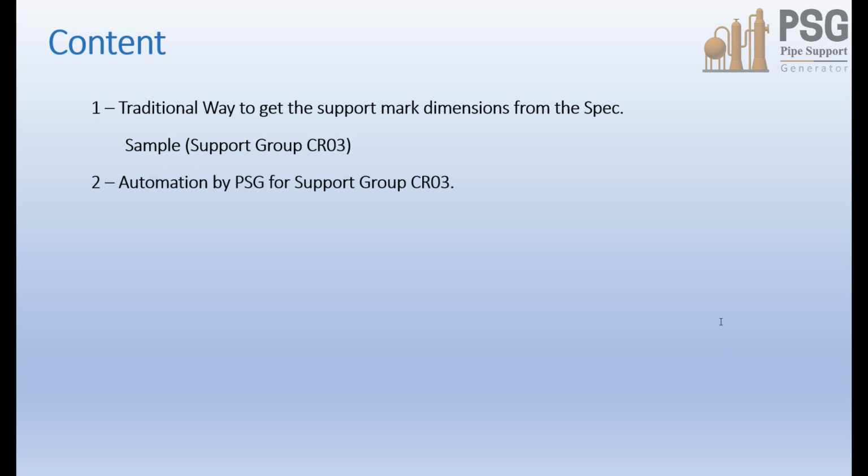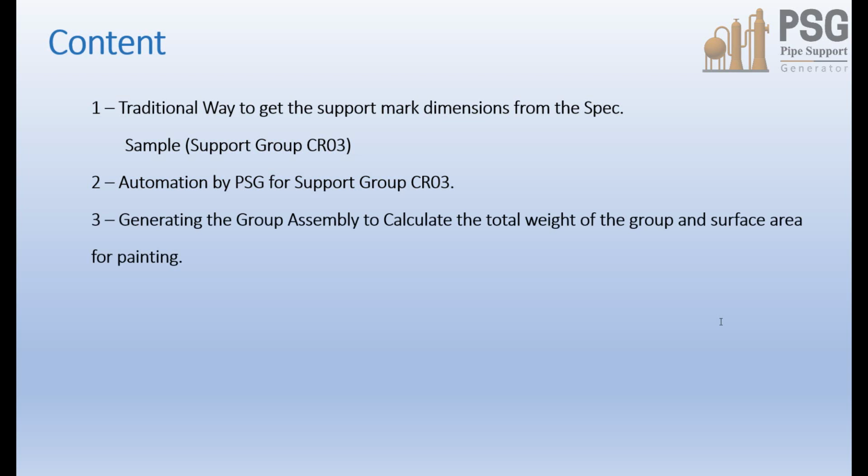On the second point, we discuss how to deal with PSG to generate a support mark by using the support group CR03, and we generate a huge number of supports by using the same way. In part 3, we discuss how to generate the assembly for all of the group, including the required number for each support mark, and calculate the total weight of the group as a fabricated weight, and calculate the painting area or the surface area for all of the group.